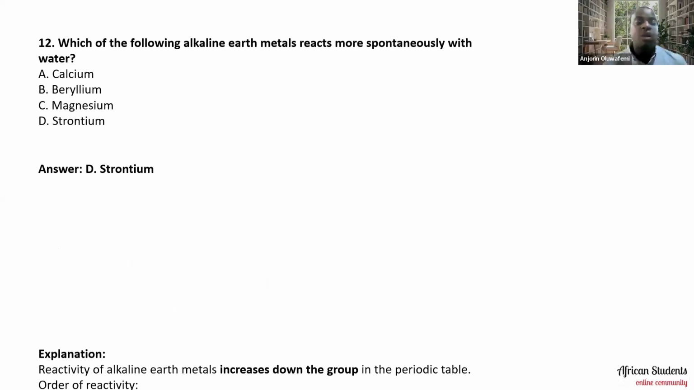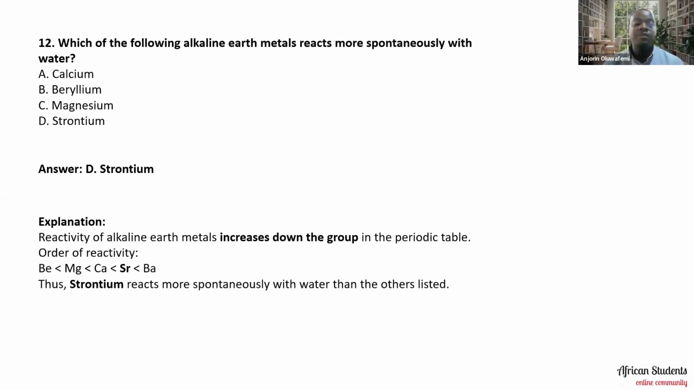And the reason is that if you look at the reactivity of alkaline earth metals, their reactivity increases down the group in the periodic table. Therefore, the order of reactivity is: beryllium is less reactive than magnesium. Magnesium is less reactive than calcium. Calcium is less reactive than strontium, and then strontium is less reactive than barium. So that's the sequence. Thus, strontium reacts more spontaneously with water than the other listed elements.